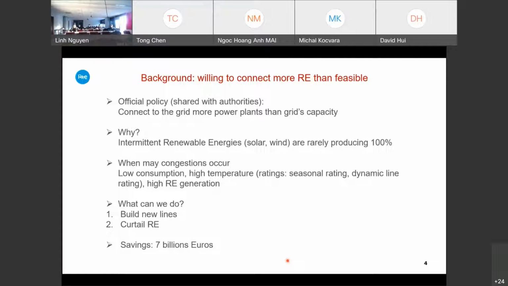Who is to build new lines? Nobody, there will be no consequences. Who is for renewable energy curtailment? Oh, you're cheating, guys. Only 2 again. Oh, yeah. 3.